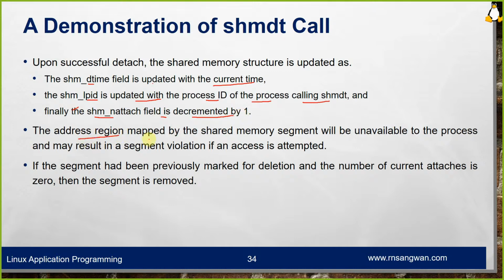The address region mapped by the shared memory segment will be unavailable to the process and may result in a segmentation violation if access is attempted. If the segment had been previously marked for deletion and the number of current attaches is 0, then the segment is removed.